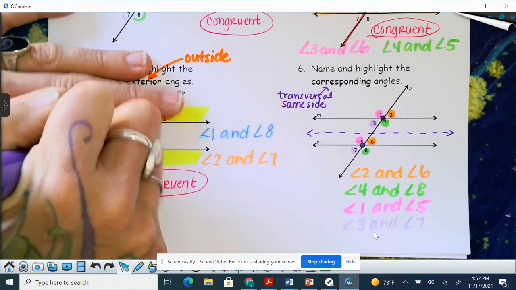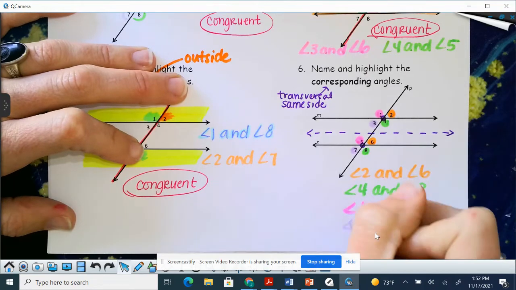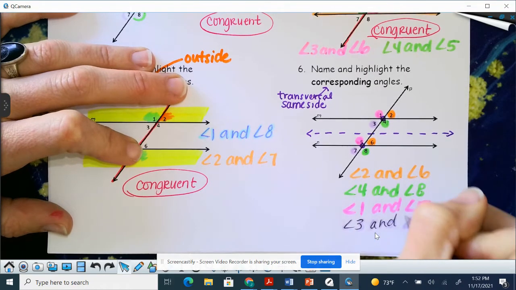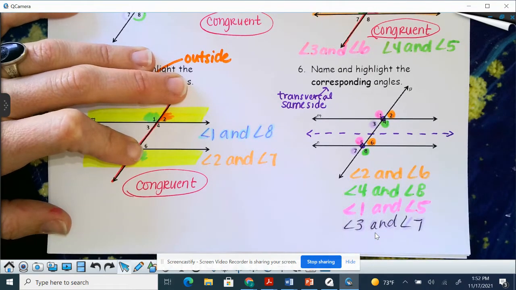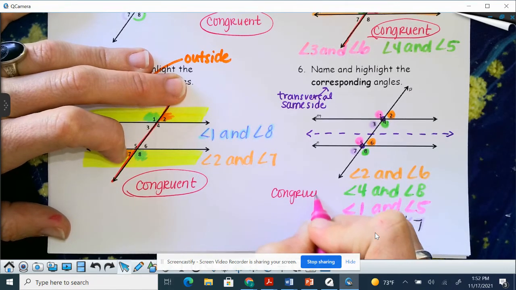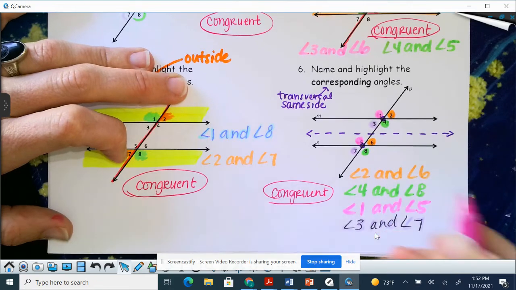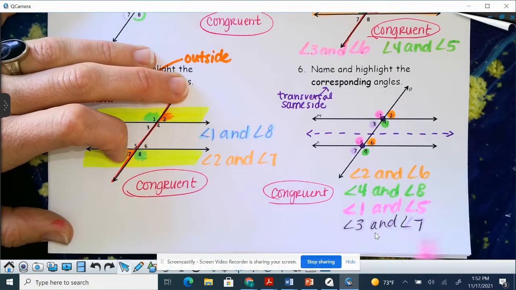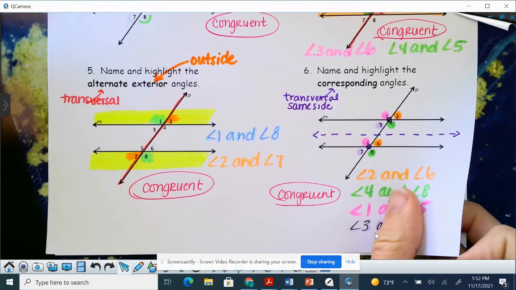And again, these pairs, that one's hard to read, 3 and 7 are again congruent. So these are congruent to each other. Each pair is congruent to, like 2 will be the same as 6, 4 the same as 8, 1 the same as 5, and 3 the same as 7. All right, we have 2 more rules to remember.